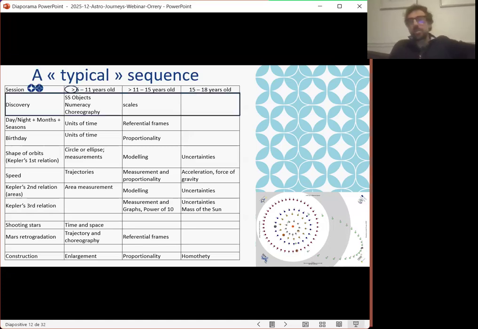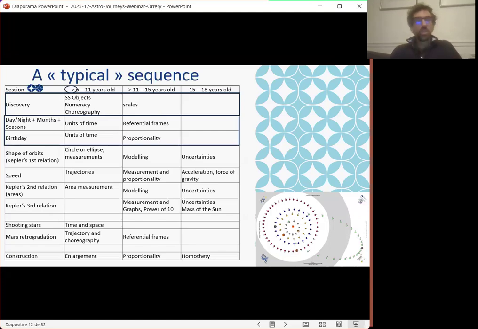So typically, the suggestion is to start, of course, it's not a strict rule. The first session is really to discover the human orrery. So as Benedict says, at a younger age, you discover the objects of the solar system, you walk along the numbers, so you do some numeracy, and you try to do the best choreography possible, like a continuous choreography. If you work with older students, you can talk about scales already. What is the meaning of scales? How can you use them?